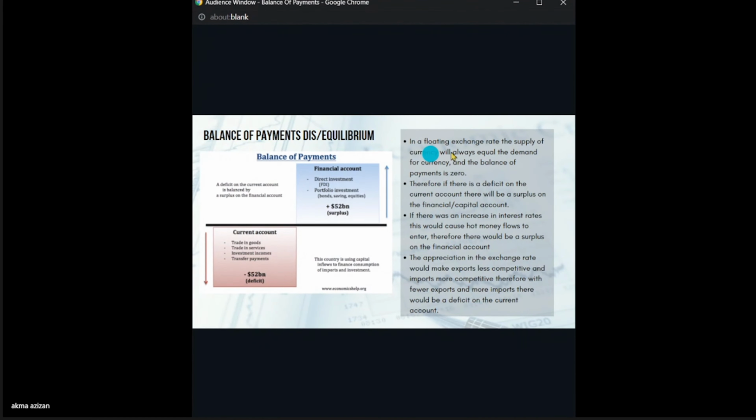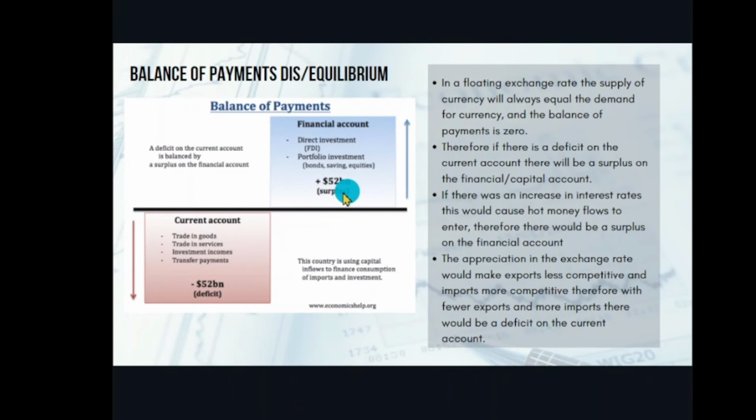But in a floating exchange rate, the supply of currency will always equal the demand for currency, and the balance of payment is zero. So therefore, we can see here, if there is a deficit on the current account, there will be a surplus on the financial capital account. If there was an increase in interest rate, it would cause hot money flows to enter. Therefore, there would be a surplus on the financial account.